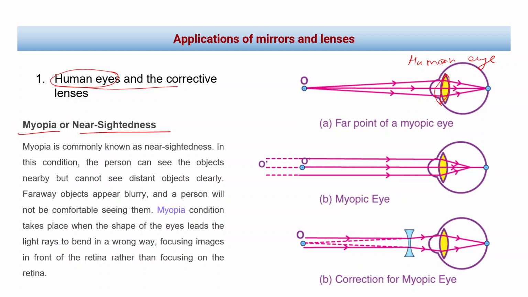In this, what's happening is either something is happening to these lenses or the shape of the eye, because of which the light is not focusing on the retina, from where we have optic nerves connected, and then we can perceive these images. So when we have myopia or nearsightedness, the person can see the objects nearby, but for far away objects the image is forming before the retina, and that's why we are seeing it blurred.